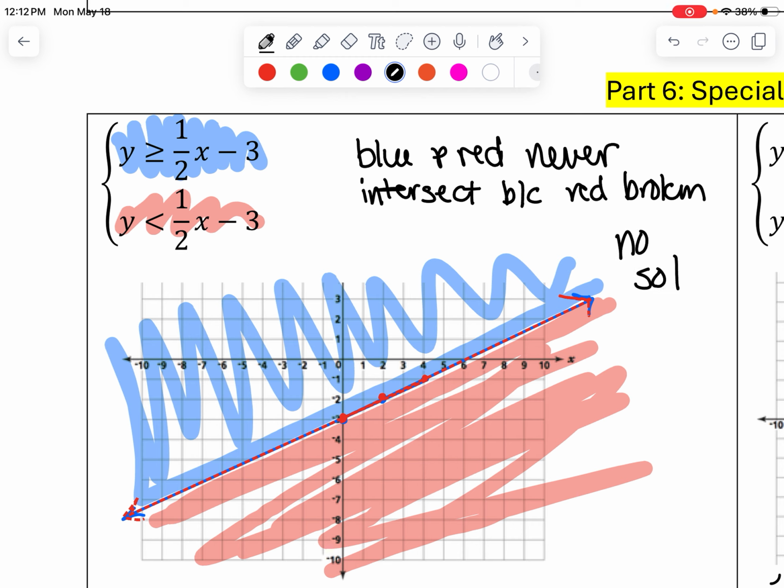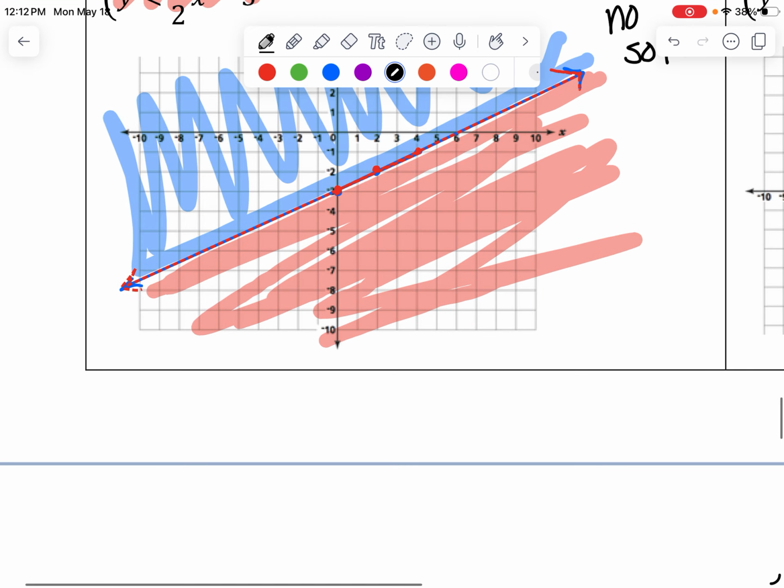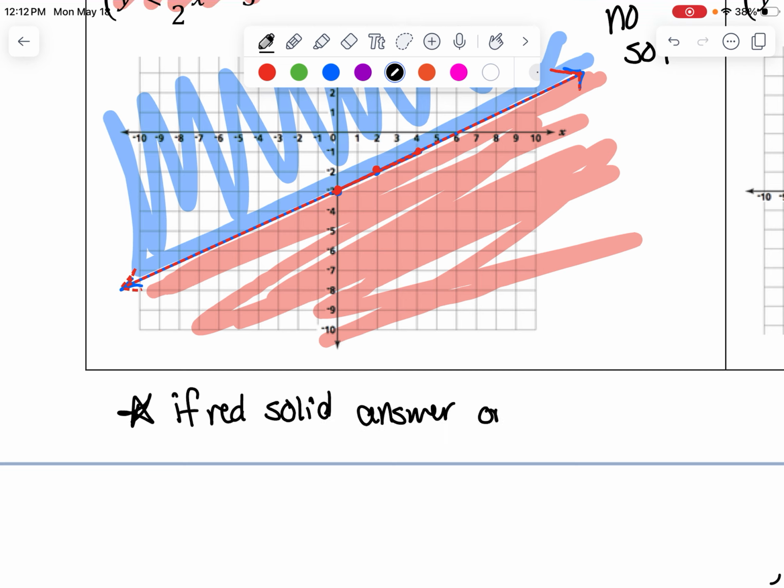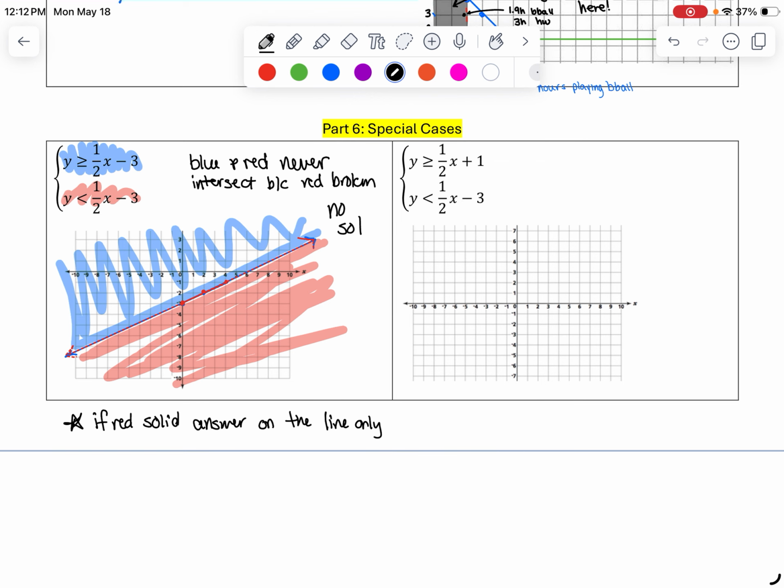Now, if the red line was solid, then the answers would be only on that line. So if the red was solid, the answers are on the line only. Okay, so just want to make sure that you see there could be a no solution. Let's do this one.